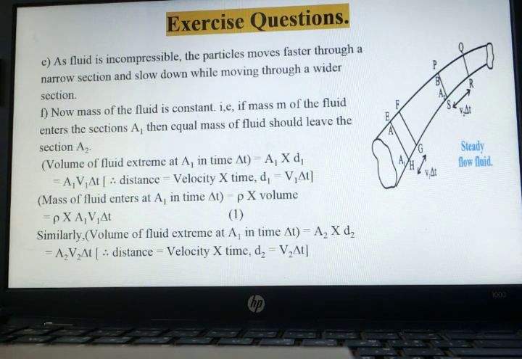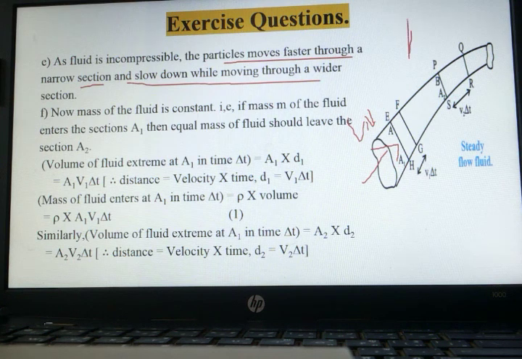As the fluid is incompressible, the particle moves faster through the narrow section and slows down in moving through a wider section. Over here, as the area is very large compared to this one, the speed will be less. Over here, as the area is less, the speed will be higher. Area and velocity are inversely related.